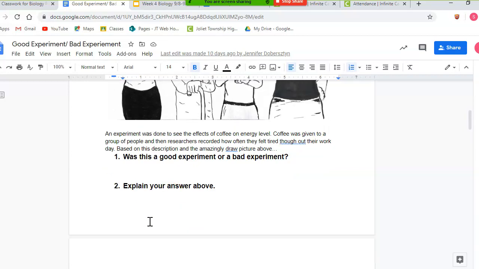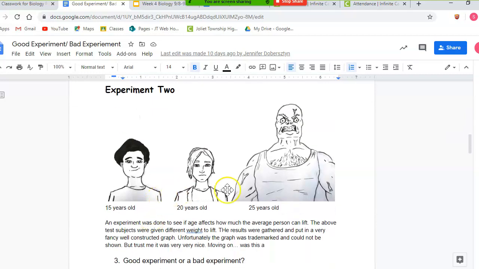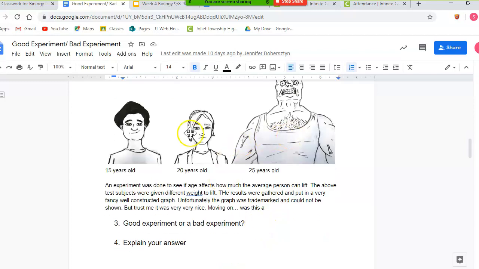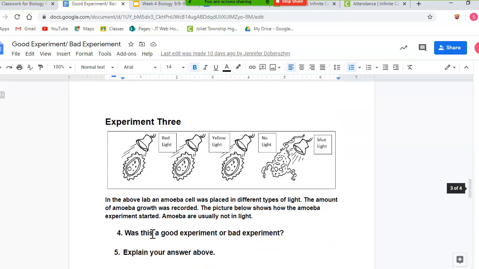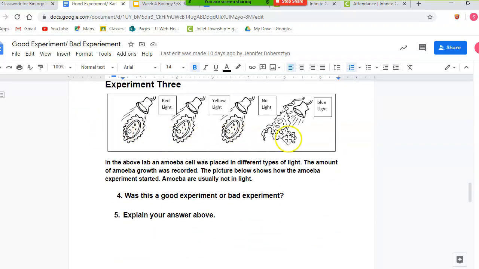Okay. Once you get that one done, just go on to the next lab. We get another drawing, and they tell us that we've got our 15-year-old, 20-year-old, 25-year-old. You've got your pictures, you've got a description here, and then you've got good experiment, bad experiment, and make sure you fully explain your answer there. So again, when you get to number 4, the second part, full sentences. You get slightly different drawings here. They start talking about amoeba cells, and they talk about the kind of light that the amoeba cells are in. The description is pretty important, and then make sure you go on. Good experiment, bad experiment. Number 5, really full sentences.